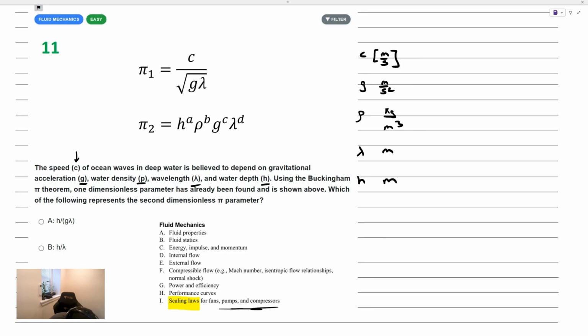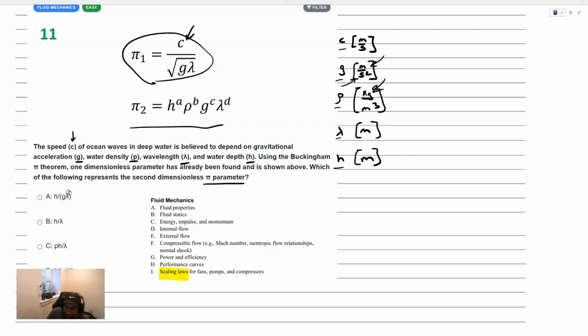Using the Buckingham pi theorem, one dimensionless parameter has already been found and is shown above. That is this combination of terms here. Which of the following represents the second dimensionless pi parameter? And you could see the second dimensionless pi parameter has this form with these kind of unknown exponents here. It is water depth raised to some power, density raised to some power, so on and so forth. And our goal is to determine those coefficients and see if we can determine what is that pi parameter, a dimensionless number that will be able to characterize this situation.